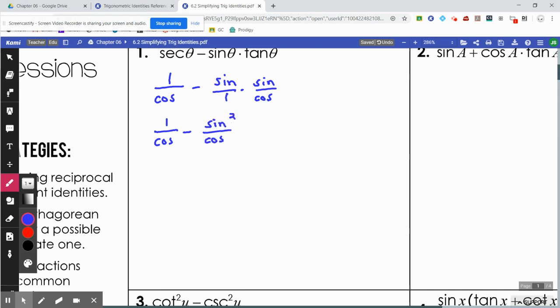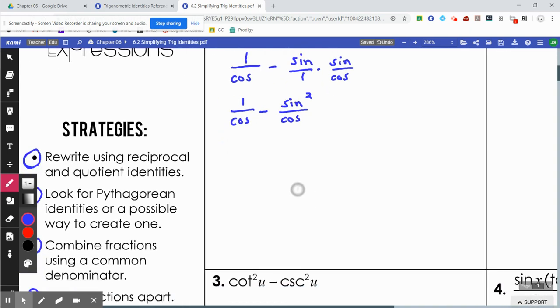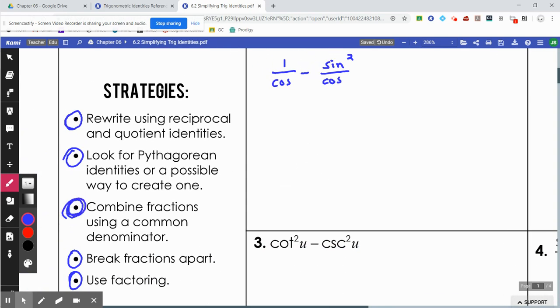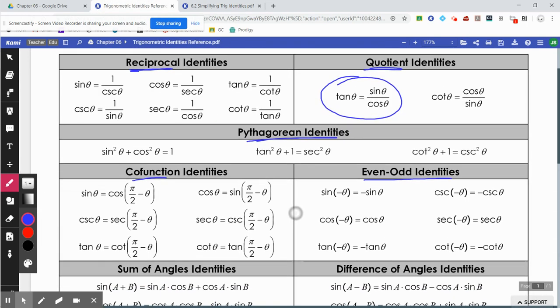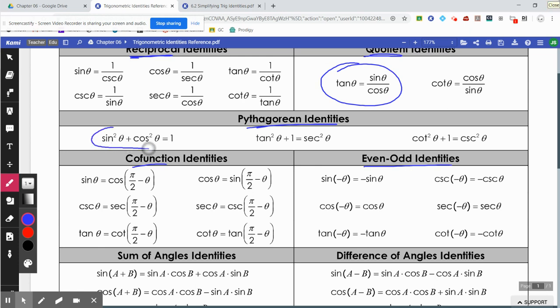I have two fractions here. I'm going to use this third strategy, combine using a common denominator. Well, I already have a common denominator, and that's cosine. So I'm going to leave my cosine on bottom. I'm going to put 1 minus sine squared on top. Now, anytime you see that sine squared, start thinking Pythagorean. And let's go to the Pythagorean identity that involves the 1 and the sine squared.